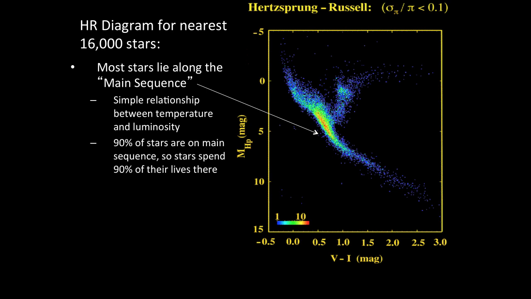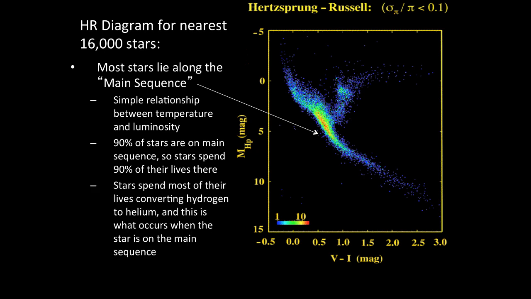90% of stars are on the main sequence, so we can infer that stars spend roughly 90% of their lives there. We know that stars spend most of their lives converting hydrogen to helium, so it's reasonable to connect that with the main sequence. The main sequence is where stars are burning hydrogen to helium in fusion reactions.